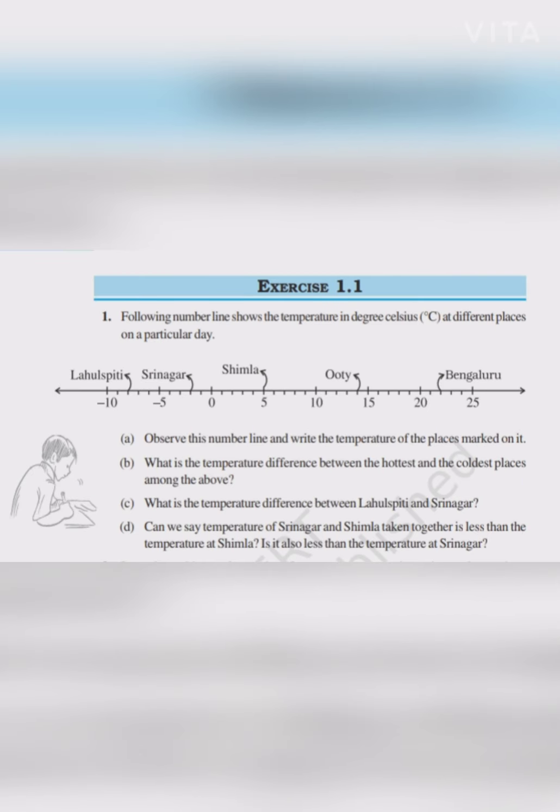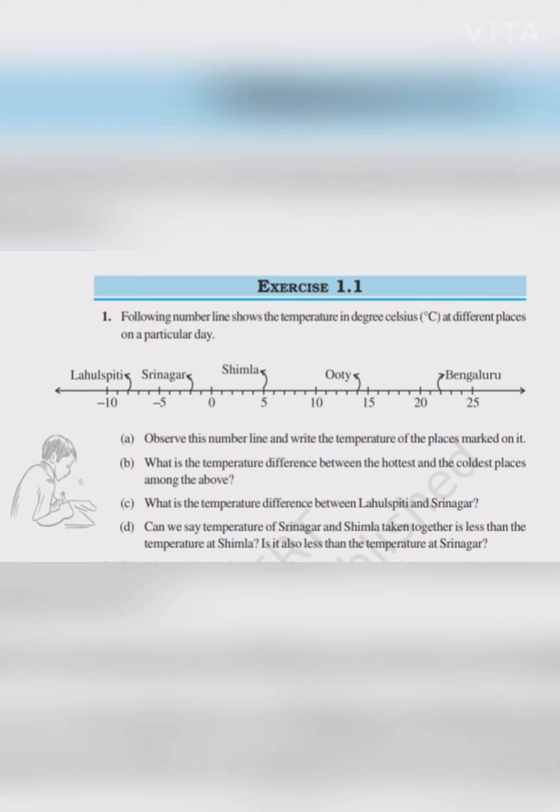On this page we see our Exercise 1.1 and our first question is: the following number line shows the temperature in degrees Celsius at different places on a particular day. The number line is shown here. From this we have to find the answers of the questions. Observe this number line and write the temperature of the places marked on it.